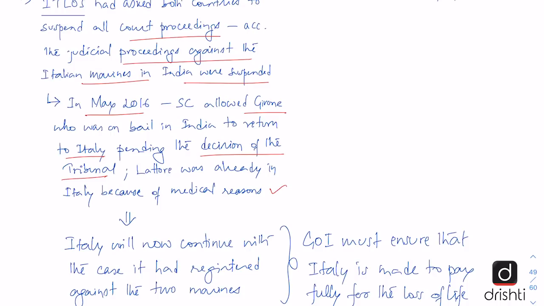Now as per this latest ruling, Italy will continue with the case it had registered against the two Marines. So the two Marines will still face the case, but it will be tried in a court in Italy. But the government of India must ensure that Italy is made to pay fully for the loss of life and suffering caused, as well as the government of India will have this duty to ensure that the trial in Italy's court proceeds in the right manner and the guilty are punished.